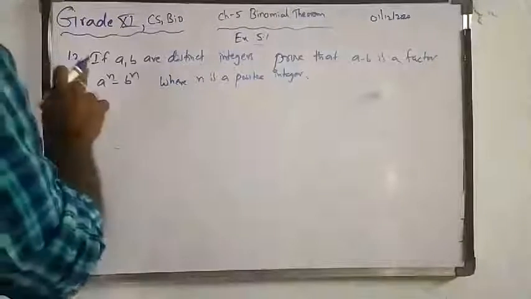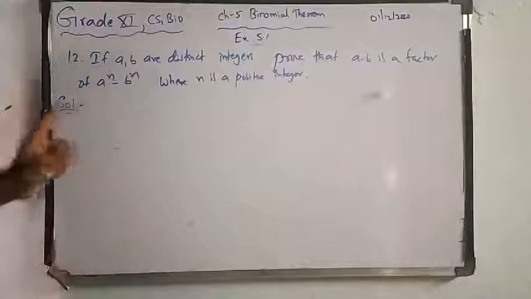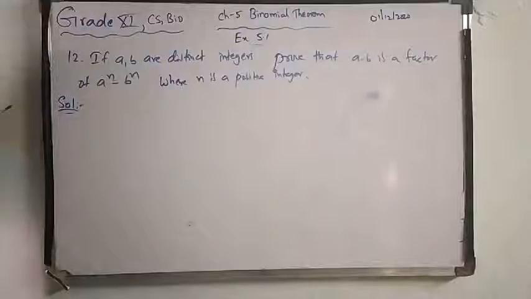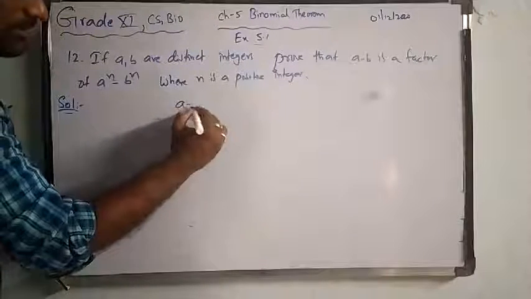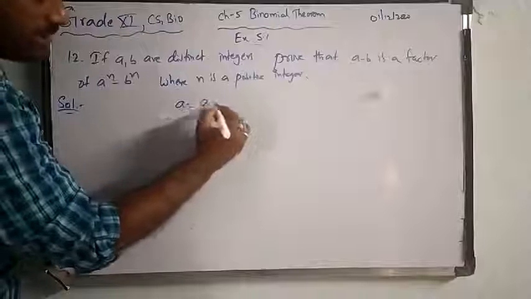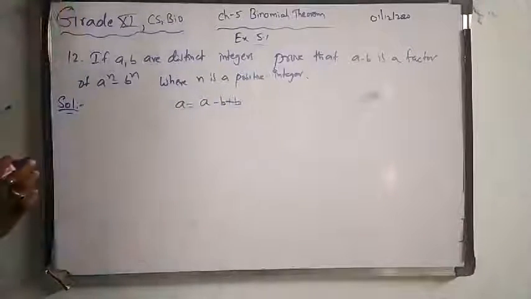Next, let us see the 12th question. If a, b are distinct integers, prove that a minus b is a factor of a to the power of n minus b to the power of n. So for that, let us take a. A can be written as a minus b plus b. So minus b plus b gets cancelled, a only.